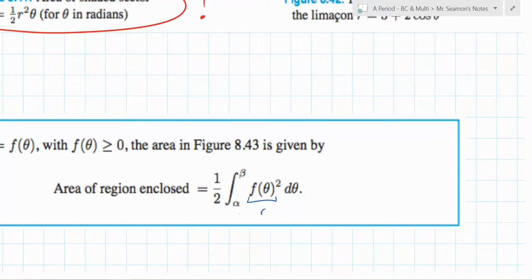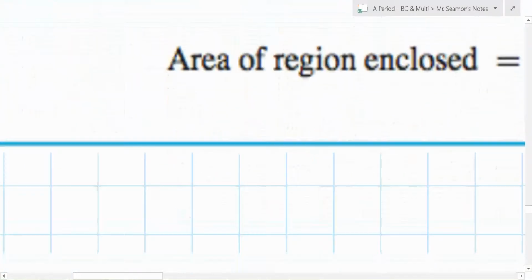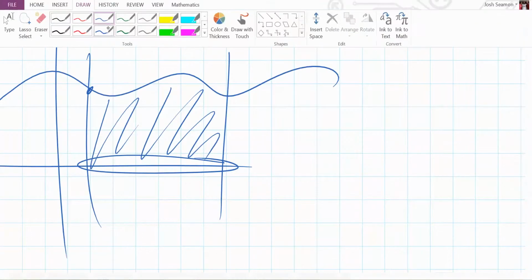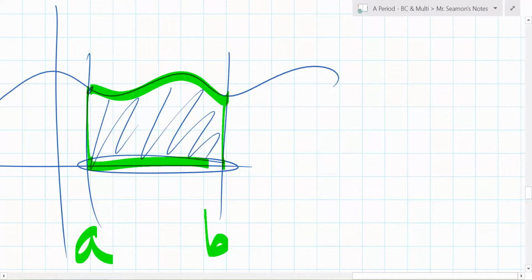The equation, right? But what are we missing here? This equation is 1/2 r squared theta. Where's the theta right here? The d theta. It's an infinitesimally small slice of theta. Alpha and beta, what are they equal to? I know the area of this shape right here. If I want to know the area of this shape, knowing the limits of integration going from a to b is just finding the x values for the starting and end points. That's it.